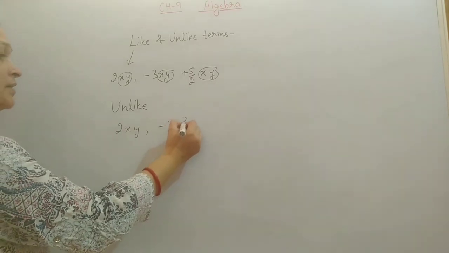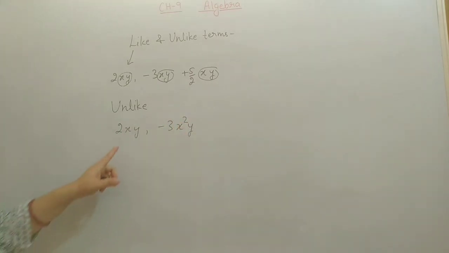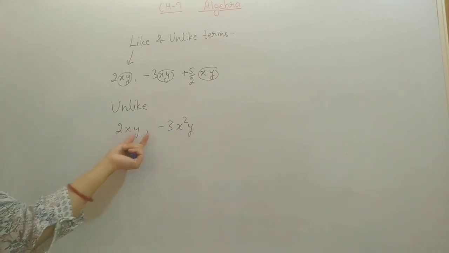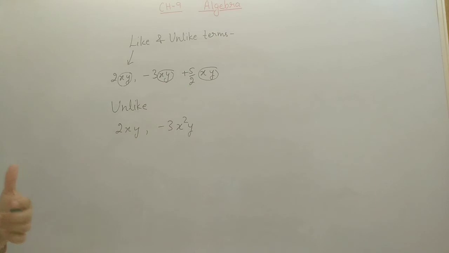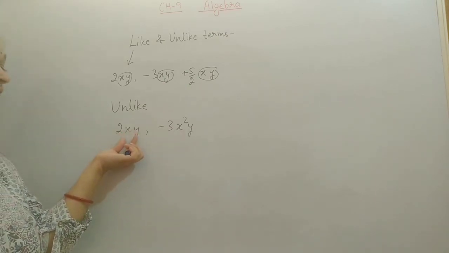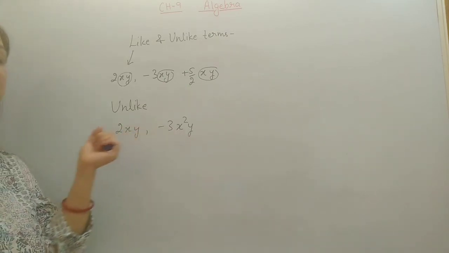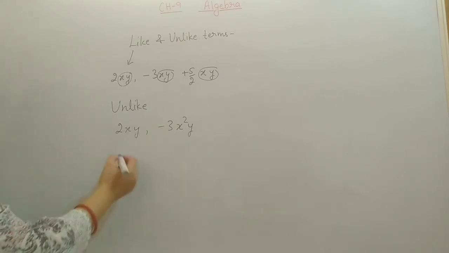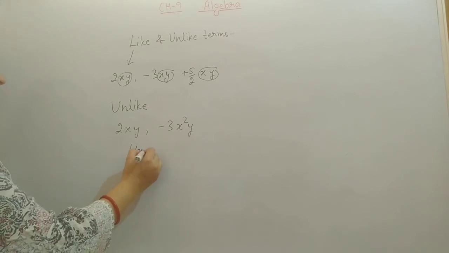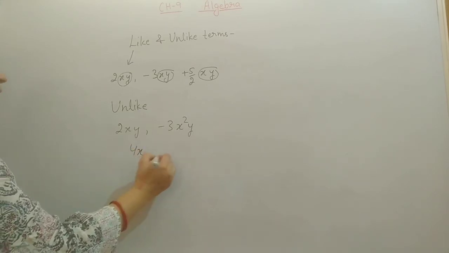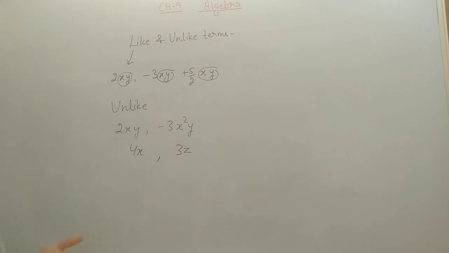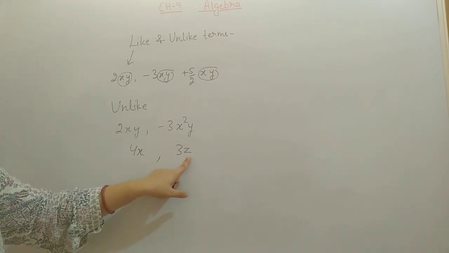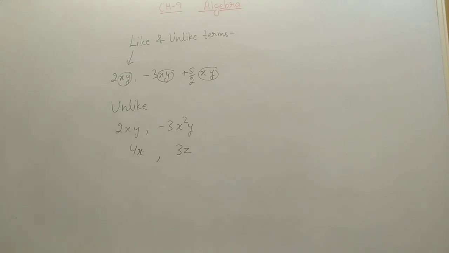And unlike term means this literal part is different, like 2xy and another one is minus 3x square y. Now you can see here we have xy, but here x square y. This is not same. It should be exactly same with power also. So these two are unlike terms. Another example, 4x and 3z. You can see here literal part is x, in another example literal part is z. So these both also are unlike terms.